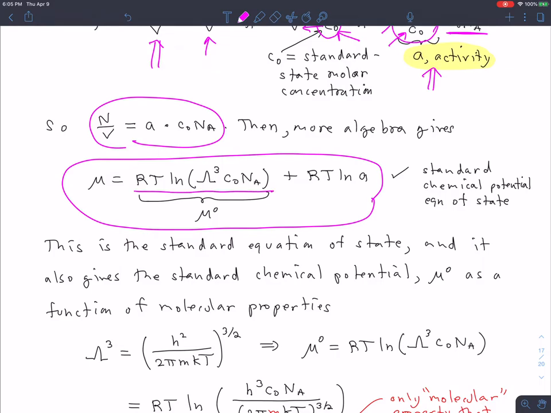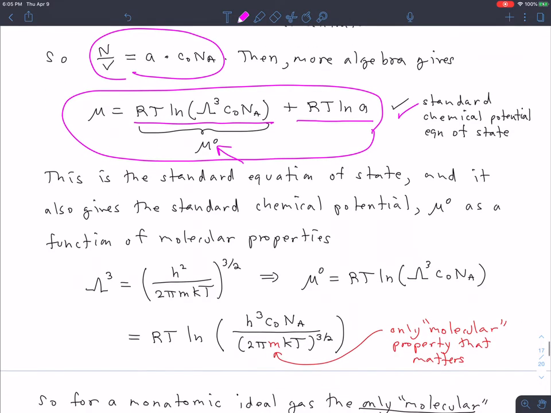This stuff out here is just the standard state chemical potential, and there's the RT log activity term that we always get with these kinds of equations of state for chemical potential. So I put a little check mark there. That's, again, the standard equation of state.